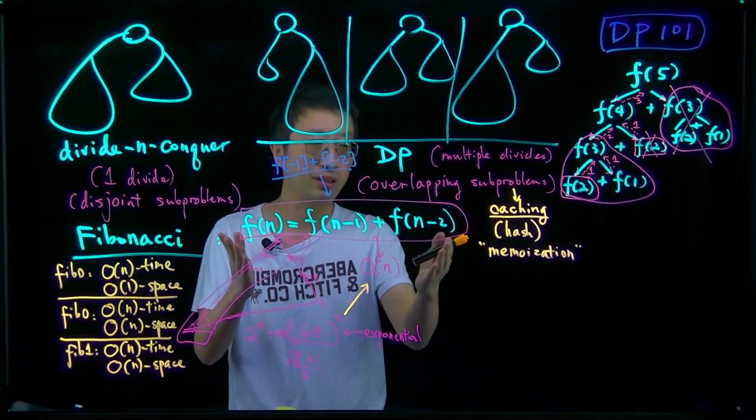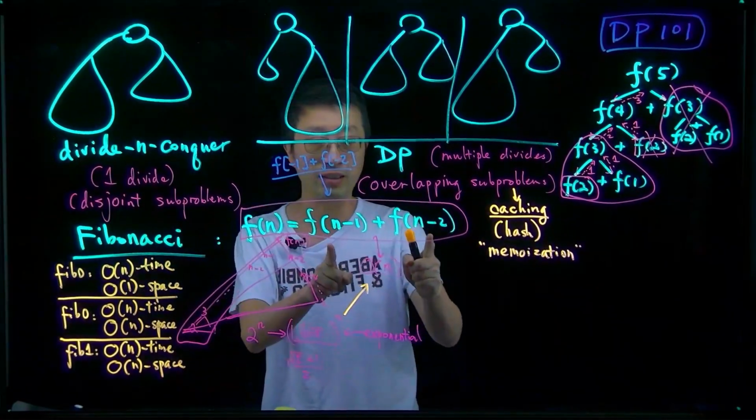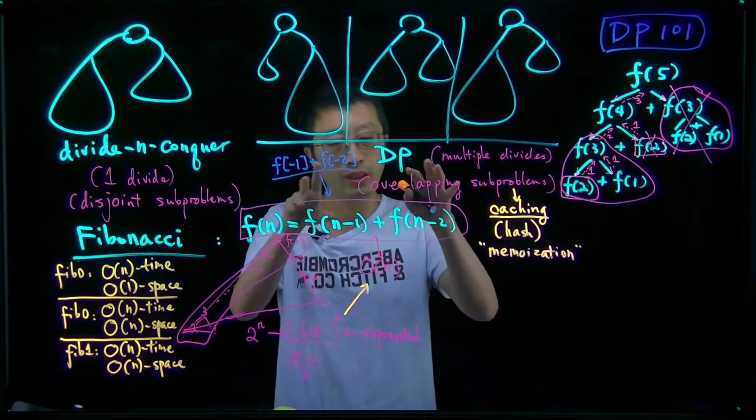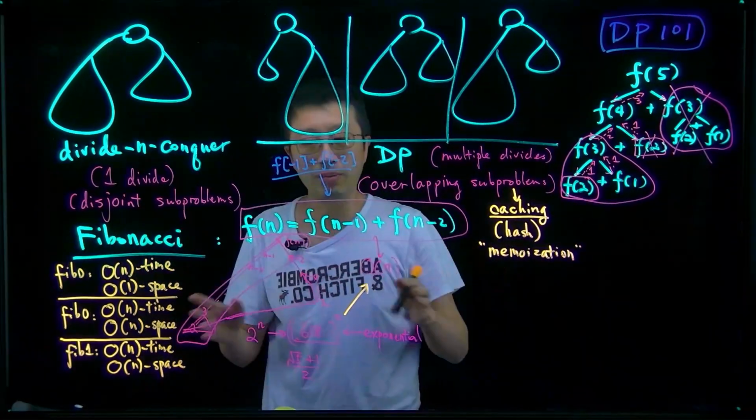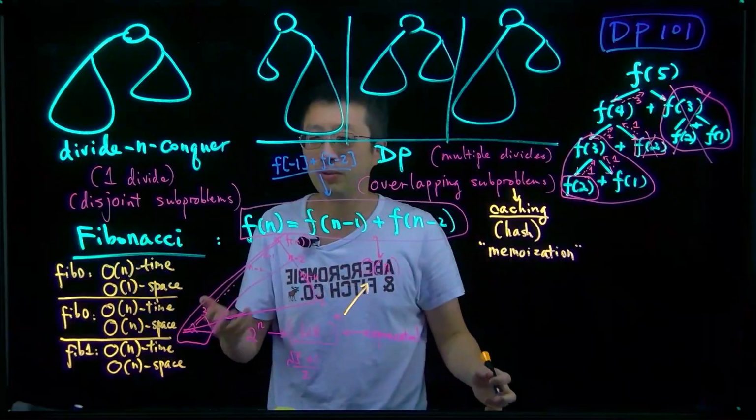It's totally not a divide and conquer. Even though it totally looks like a divide and conquer. Oh, I divide it into two subproblems, n-1 and n-2. You would attempt to think that way, right?